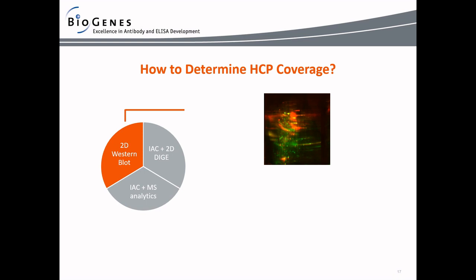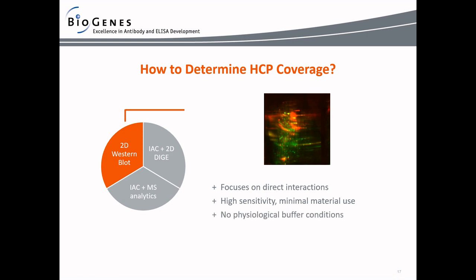This technique clearly has its strengths, as it focuses on direct interactions. It is pretty sensitive, thereby requiring comparatively little material. It does not require physiological buffer conditions for a given sample, thereby enabling coverage analysis for special sample types, such as a solubilized inclusion body. And it is a visual method, thereby allowing to look at the overall representation of a sample and the antibody performance over the quadrants of a 2D gel.